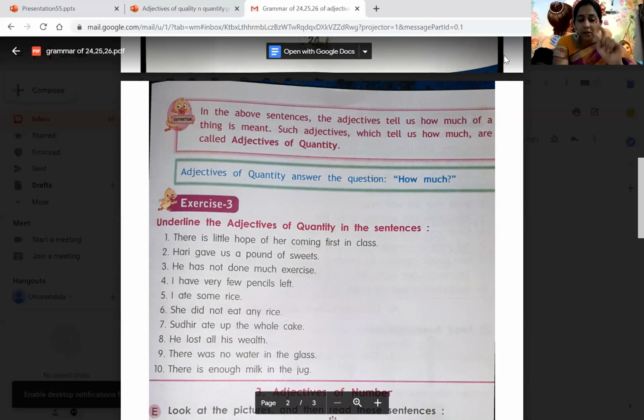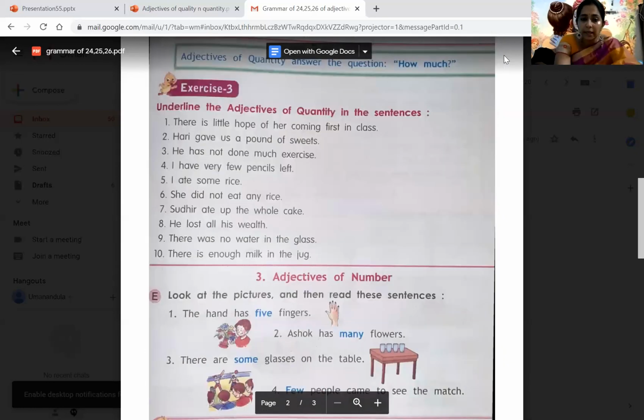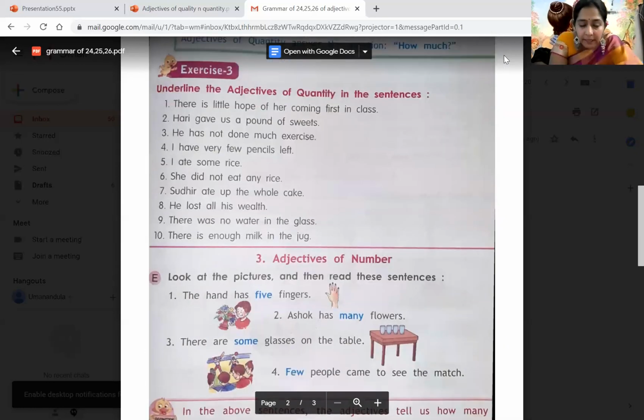Okay, children. Here you can see, underline the adjectives of quantity in the sentence. There is little hope first in the class. She had hope that definitely she'll be coming first in the class, but she has very little hope, means almost she lost the hope. She has no hope, but she didn't use that word. You see here, there is a little hope. That little is called the adjective of quantity. So you have to underline that word, children.